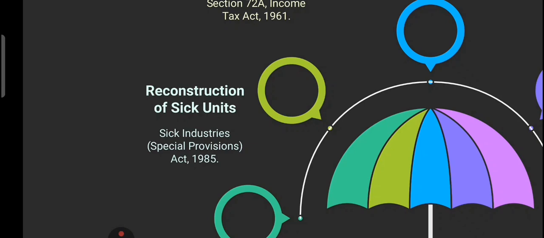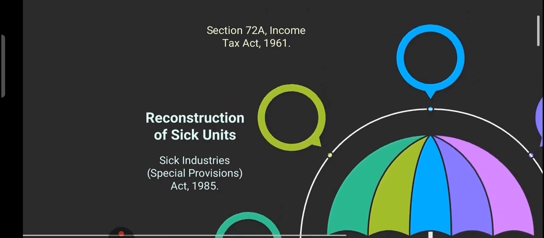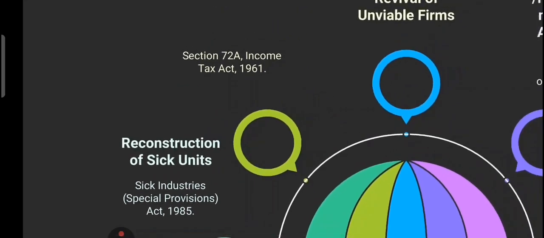This step helps companies that are financially ailing but operationally recoverable. So it helps those companies which are financially ailing but are operationally recoverable. That is called reconstruction of the SIC unit.